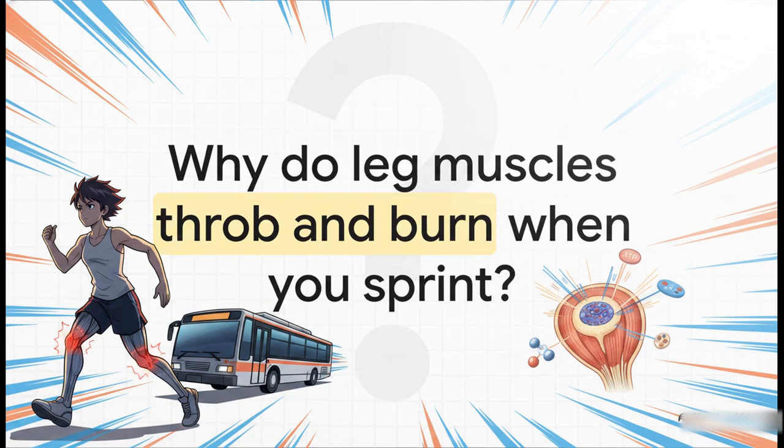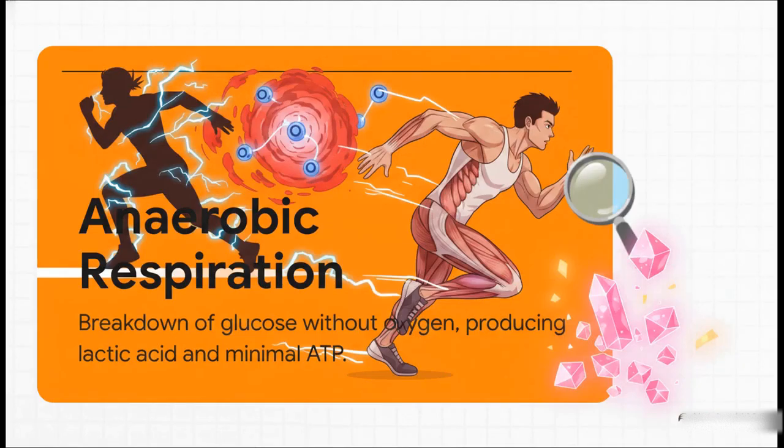Let me ask you a question. Have you ever sprinted as fast as you can to catch a bus or chased after your dog, and suddenly your leg muscles just start to throb and burn with this intense, cramping pain? Why exactly does that happen? Well, the answer is anaerobic respiration. Normally, our bodies use oxygen to break down glucose and release a ton of energy. That's aerobic respiration, and it's great.